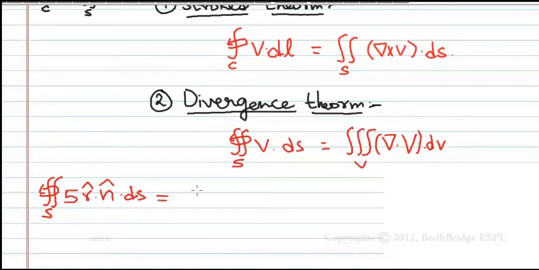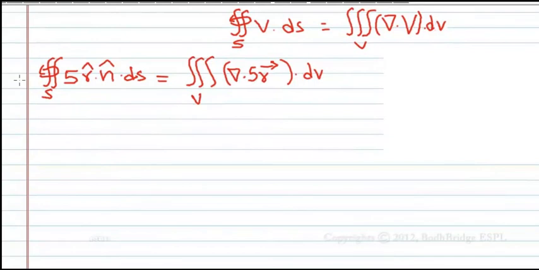The n cap dot dS is not needed. It becomes the integral over a volume V of del dot 5 r bar dV. Therefore, what is del dot 5 r bar? That is the question. Del dot 5 r bar is equal to, what is del?